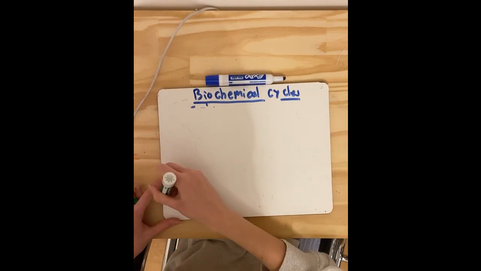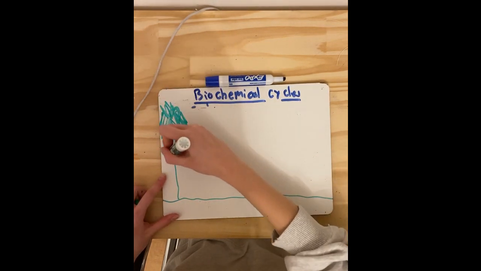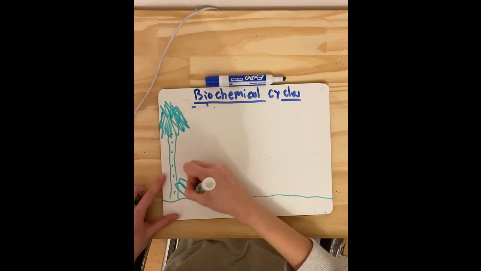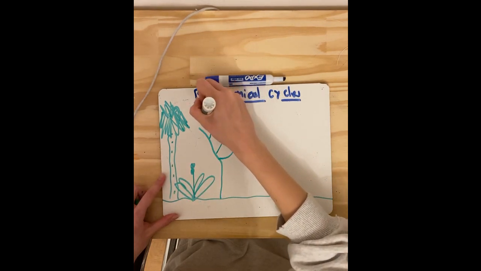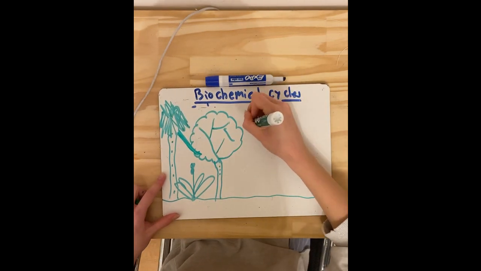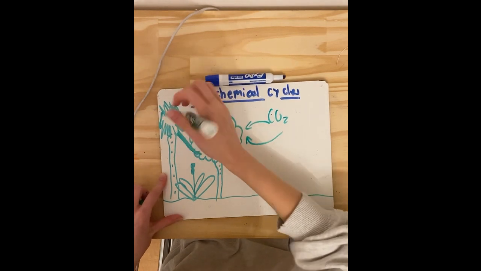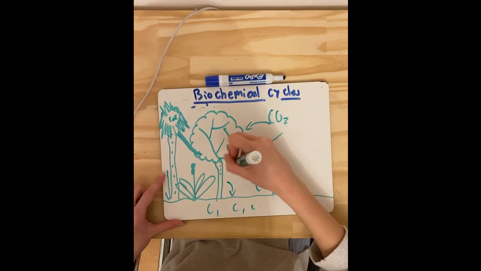Trees absorb carbon dioxide during photosynthesis and store it in all their stems, branches, and roots. The carbon is then transferred to the forest soil through natural processes like leaf fall and tree death. The oxygen cycle is closely linked to the carbon cycle. Trees and plants absorb carbon dioxide and release oxygen during photosynthesis, acting as major oxygen factories.